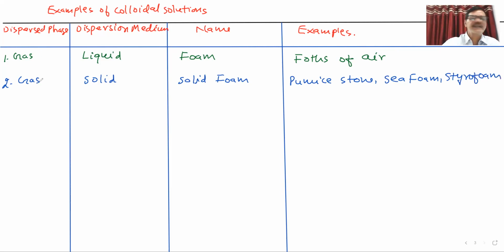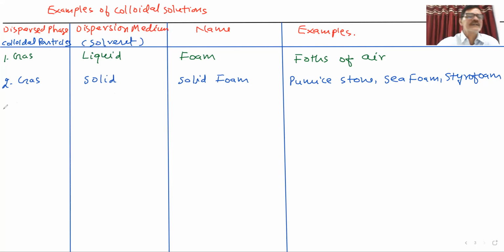So these are the various examples for solid foam. That is the dispersed phase, that is colloidal particles. I am writing here colloidal particles, and this is solvent. So colloidal particles are gas, solvent is solid. It is forming a solid core.